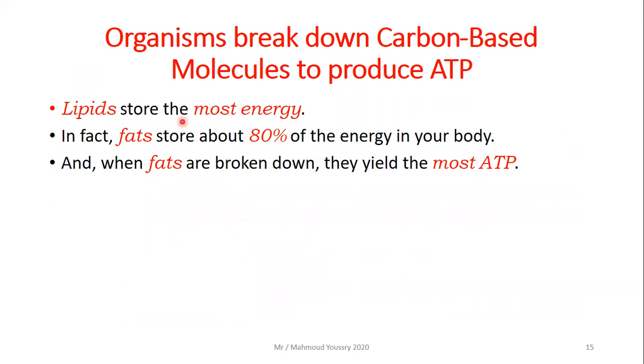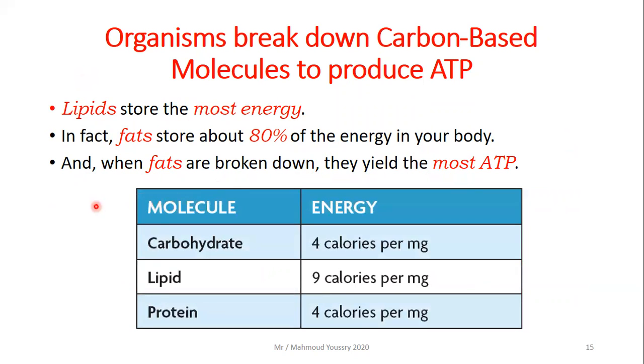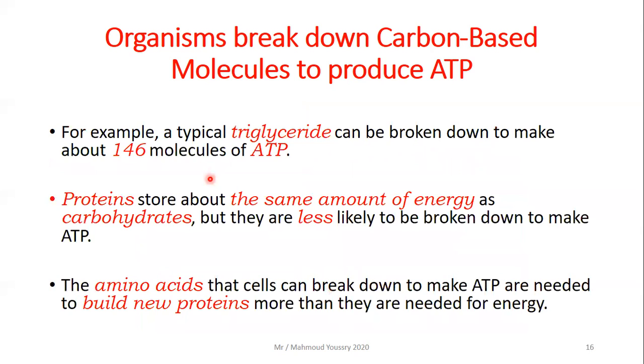Lipids store the most energy. In fact, the fats store about 80% of the energy in your body. And then, when fats are broken down, they yield the most ATP. Look at this table. A milligram of carbohydrates yields only 4 calories. Proteins also, 1 milligram of protein gives us 4 calories. While lipids, 1 milligram produces 9 calories. So lipids and fats store the most ATP.